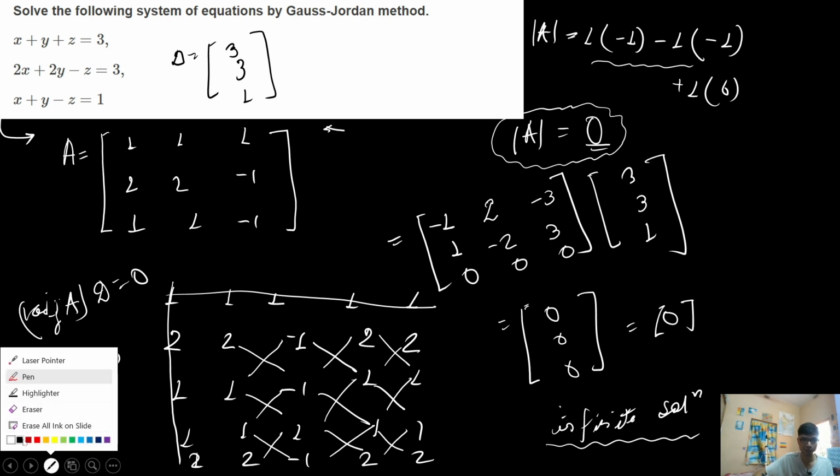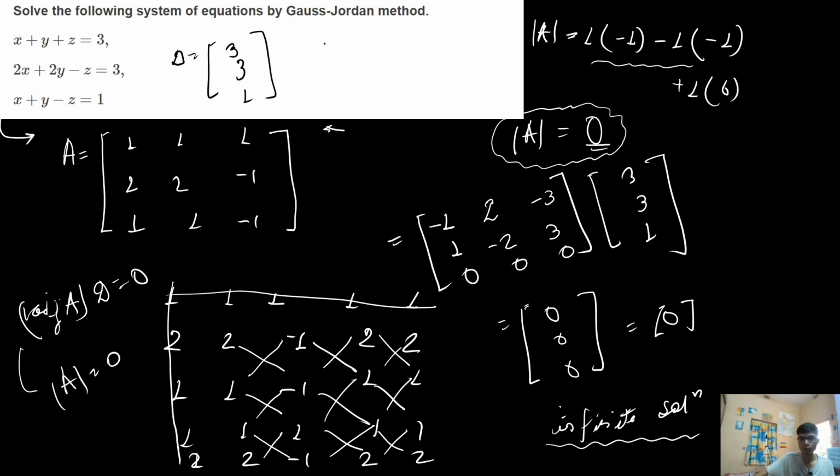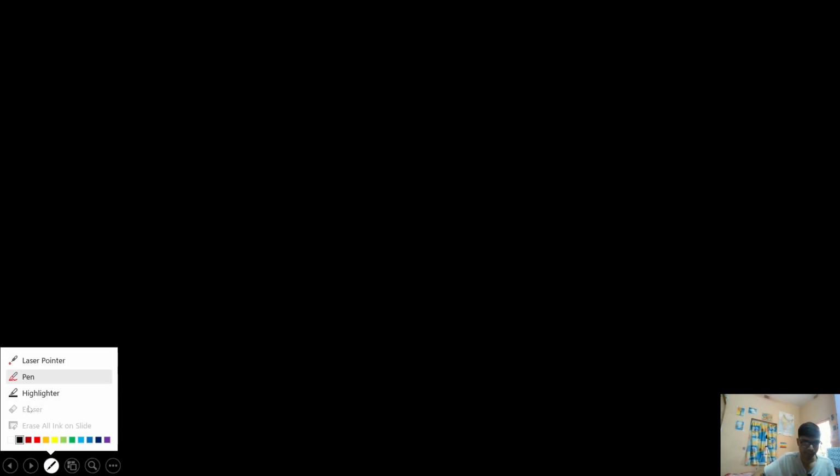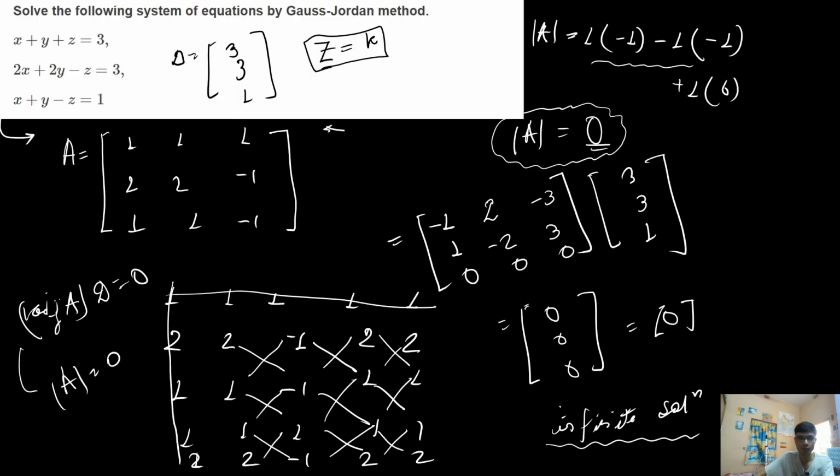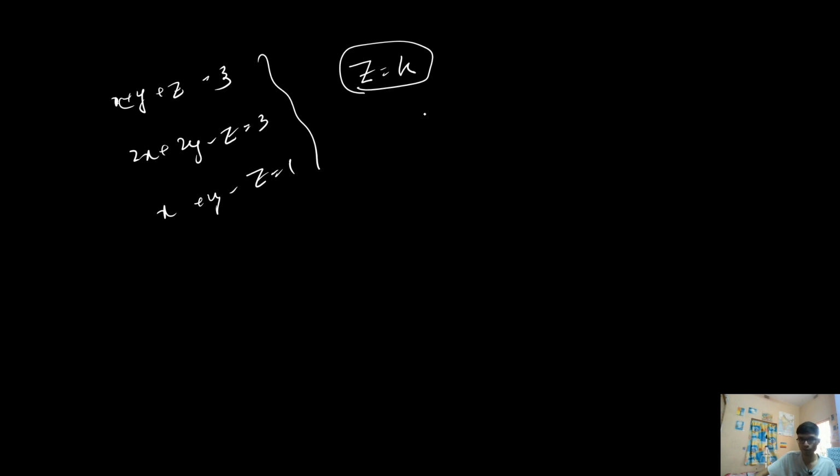If you have to write the solution, what we will actually do is let any particular quantity be equal to some constant, that is k. Now let us assume that the value of z is k. So the equations were x plus y plus z is equal to 3, 2x plus 2y minus z is equal to again 3, and x plus y minus z is equal to 1.